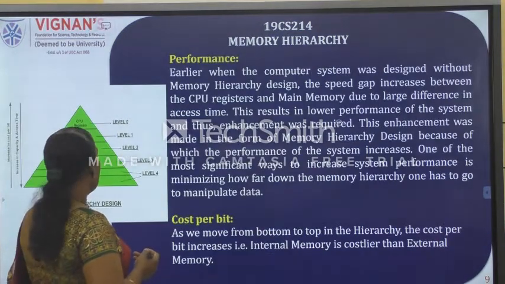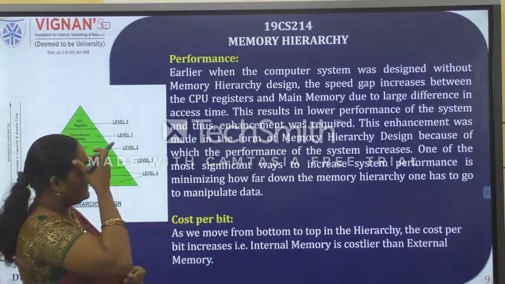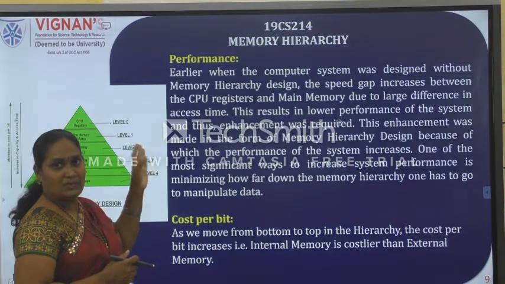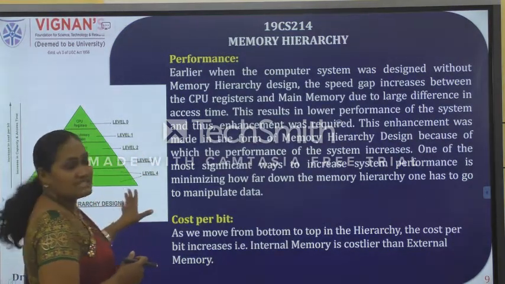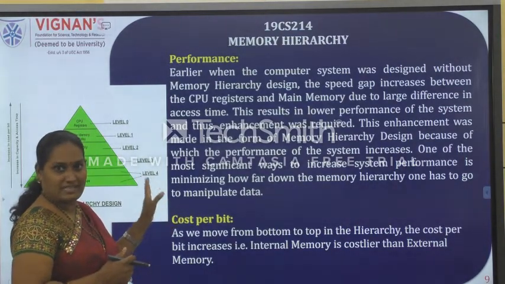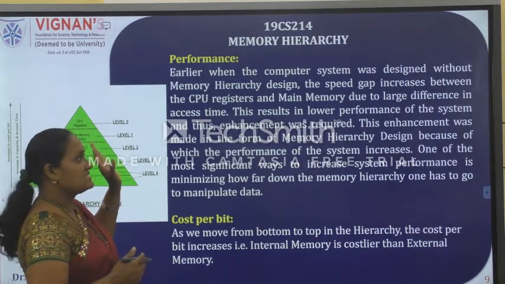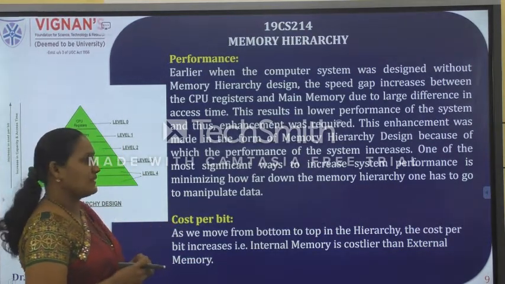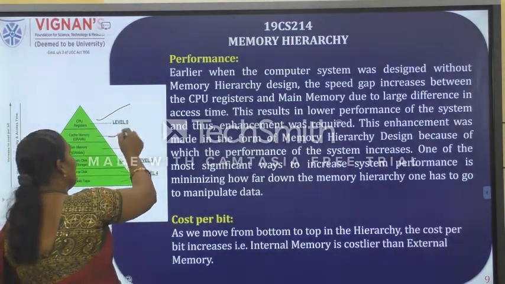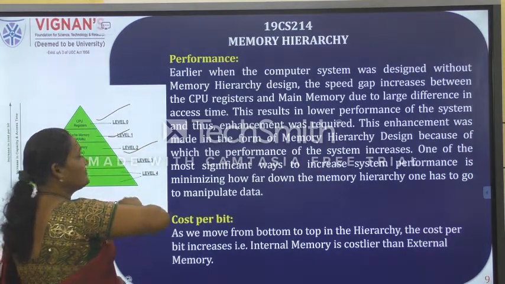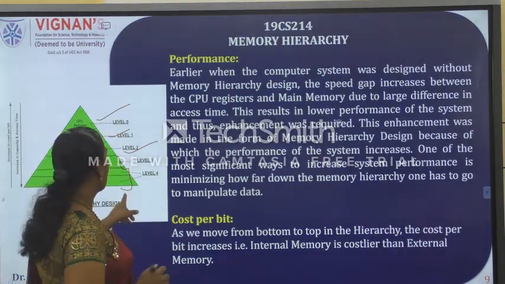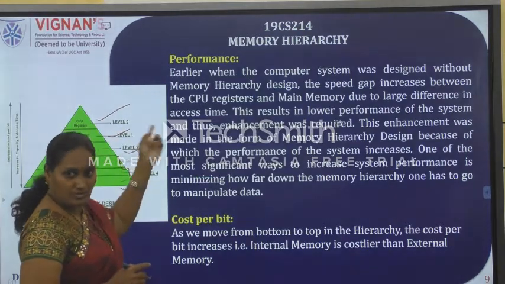And the third one is performance. If you consider performance, the CPU registers are very fast when compared to the secondary storage devices. Even though secondary devices can store more data, we cannot access data or instructions as fast as from the CPU registers. And coming to cost per bit, the CPU registers are costlier when compared to cache memory. Cache memory is costlier than main memory. Main memory is costlier than secondary storage units. Here, the cost per bit increases from bottom to top.